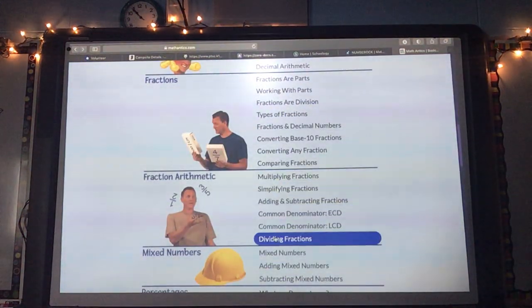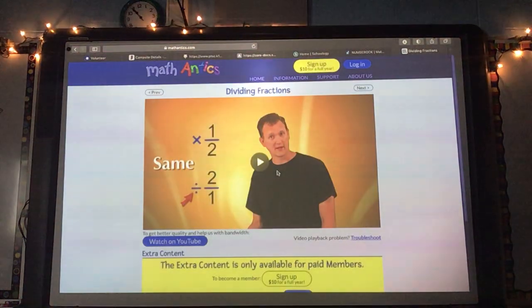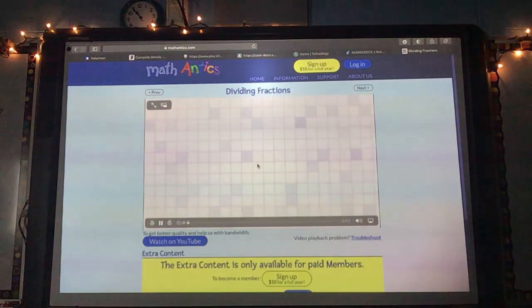Dividing fractions. Remember that word reciprocal?